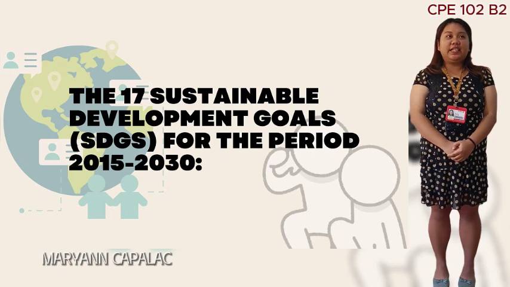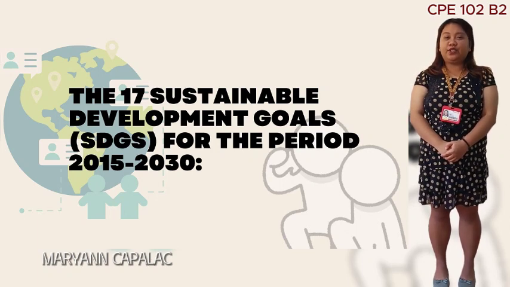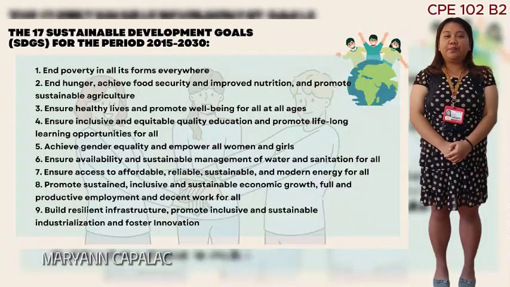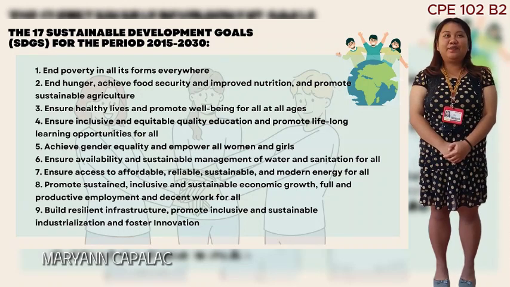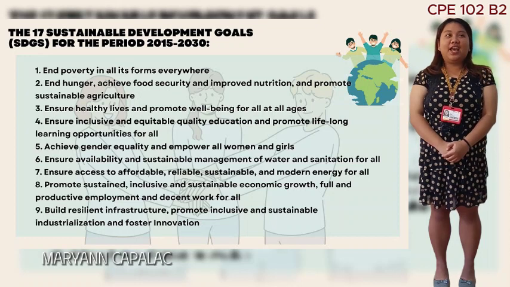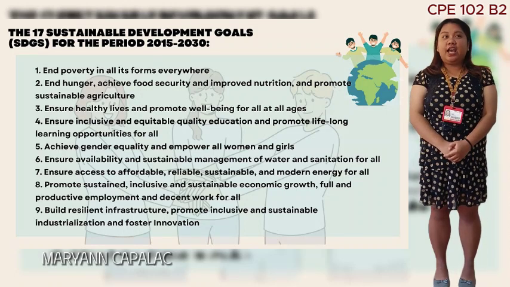The 17 Sustainable Development Goals, SDGs, for the period 2015 to 2030. Number 1, end poverty in all its forms everywhere. Number 2, end hunger, achieve food security and improve nutrition, and promote sustainable agriculture. Number 3, ensure healthy lives and promote well-being for all at all ages. Number 4, ensure inclusive and equitable quality education and promote lifelong learning opportunities for all.